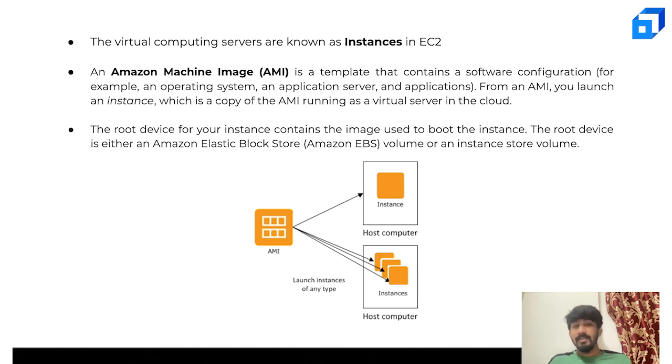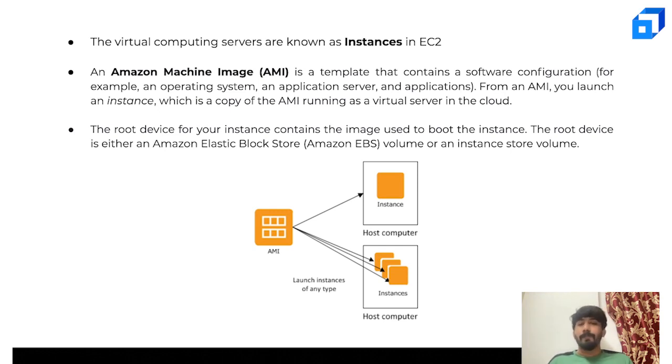Okay, so now instances, let's keep them aside. Next, coming to the next important concept in EC2, which is an Amazon Machine Image, called an AMI. It is the template that contains the software configuration, for example, the operating system, an application server, the application, whatever it is. So it contains the entire software configuration for your instance. From an AMI, you launch an instance, which is a copy of the AMI running as a virtual server in the cloud.